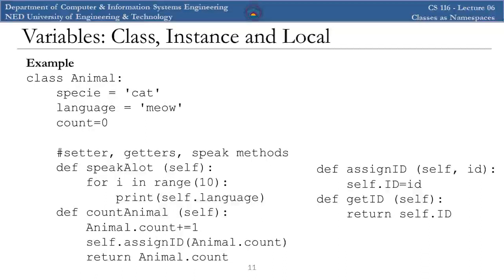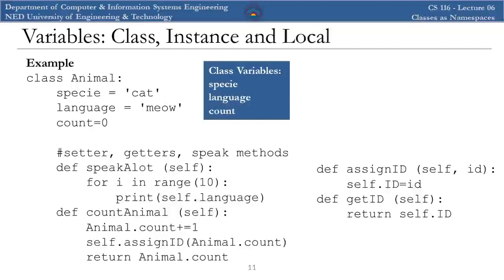I'll run this code for you, but before doing that, let's identify the three types of variables in this code. This is the list of class variables: species and language and count. And these are class variables because I have defined them explicitly at the start of that class, right? ID is not a class variable because I have not defined ID in this list explicitly in the class. ID is only used with the self operator within a method. So ID is not a class variable.